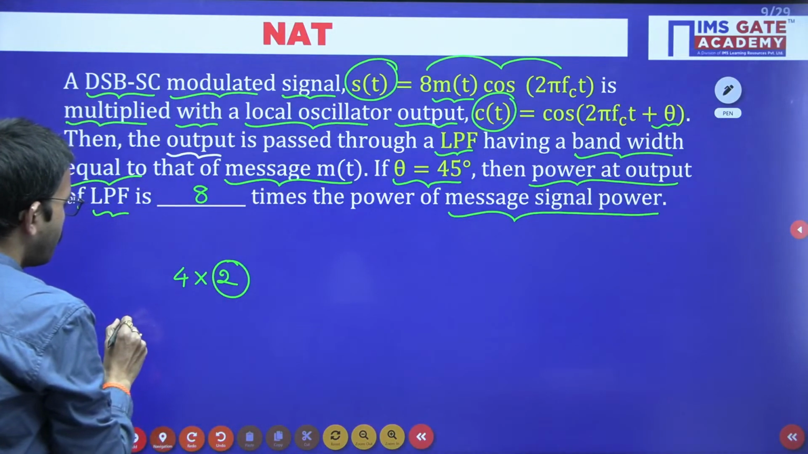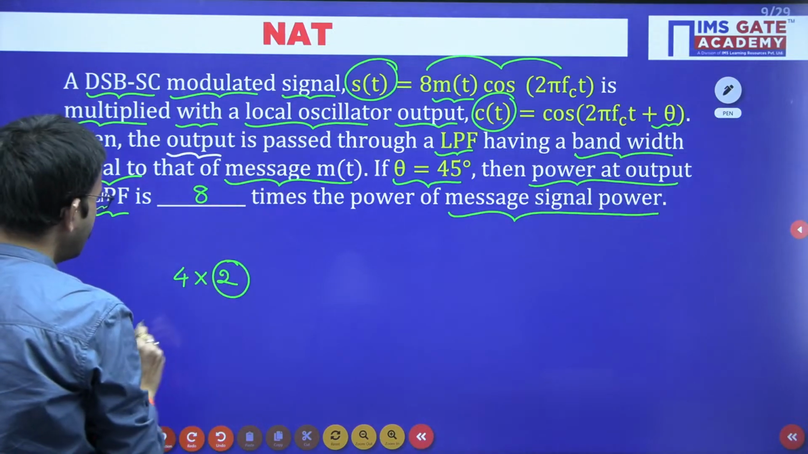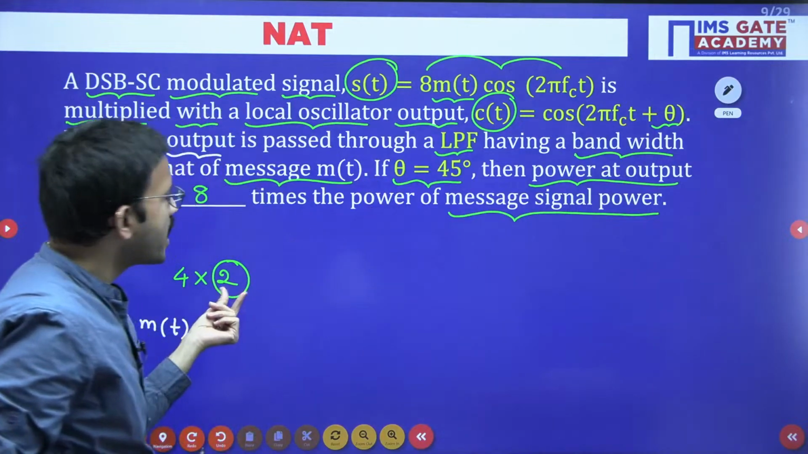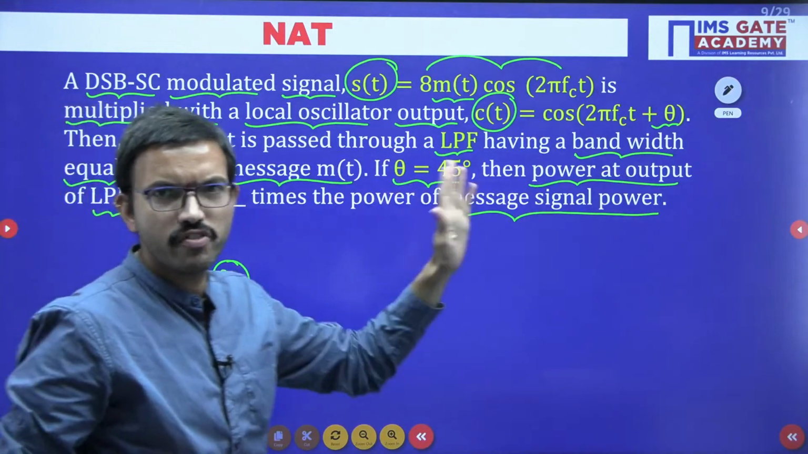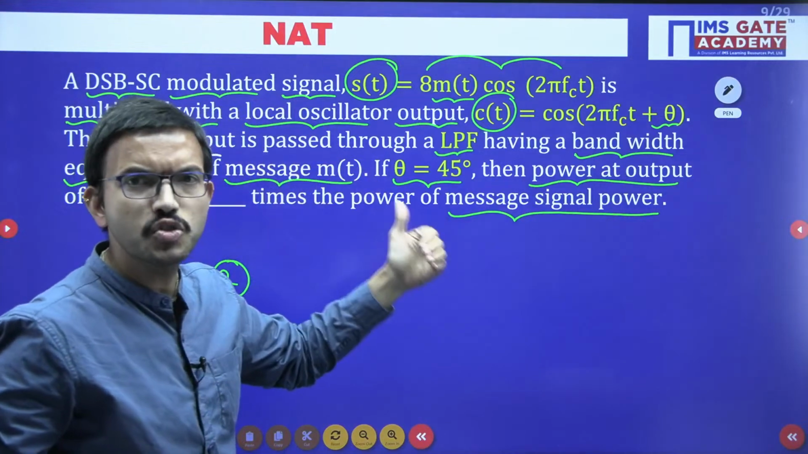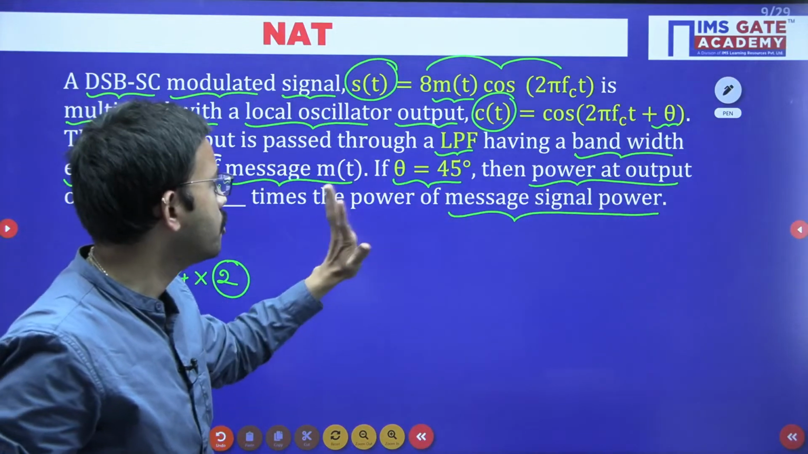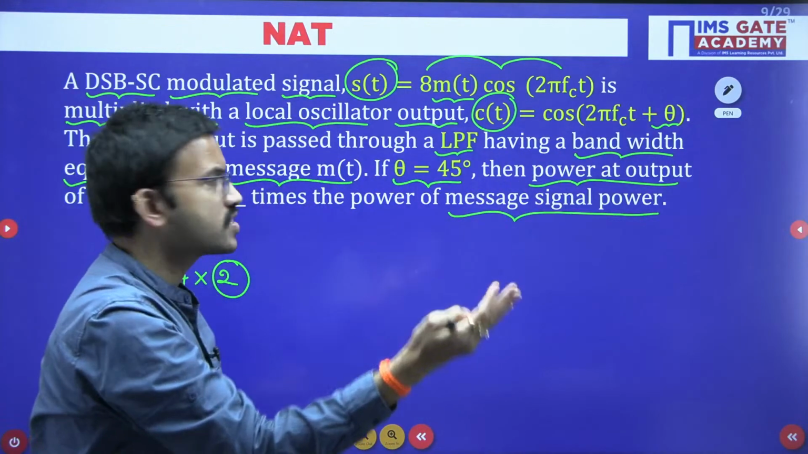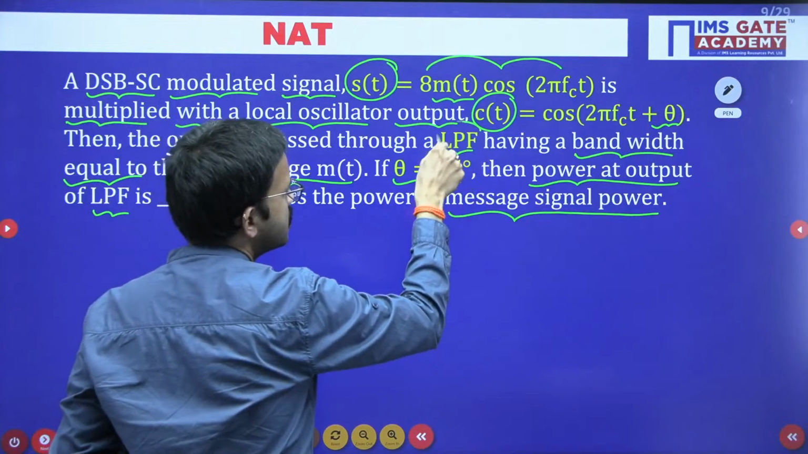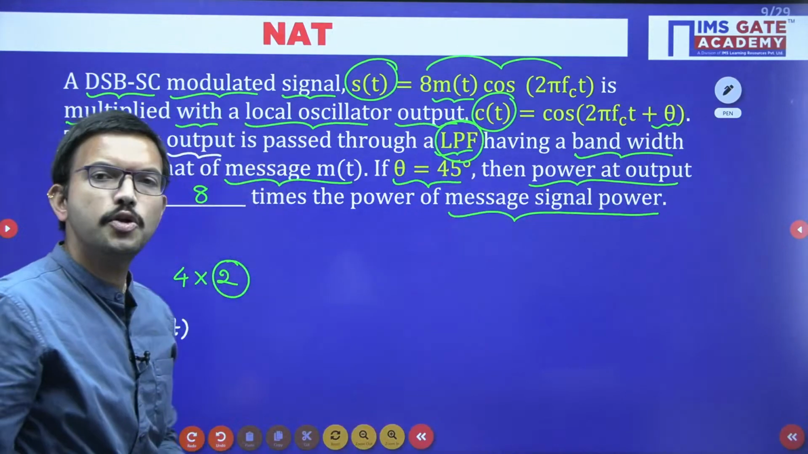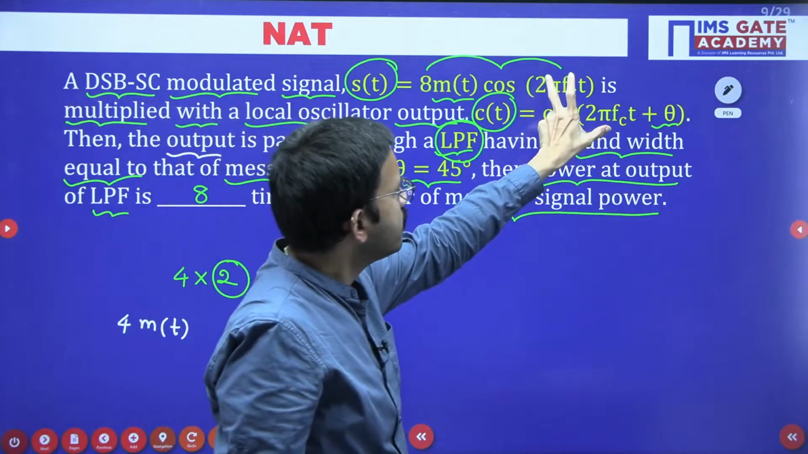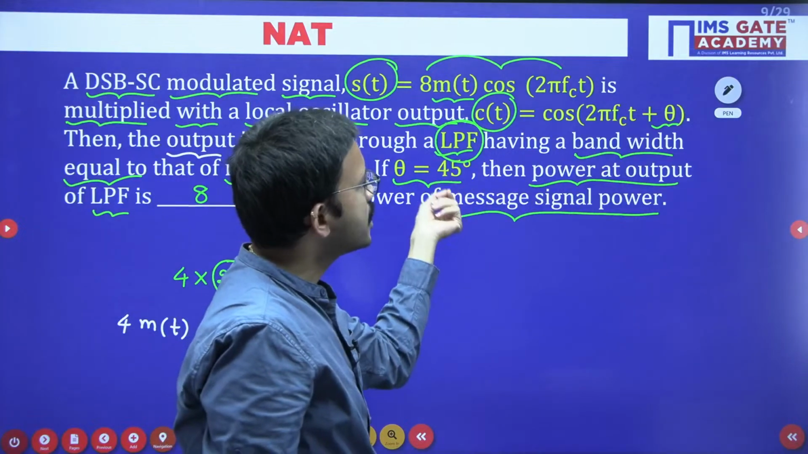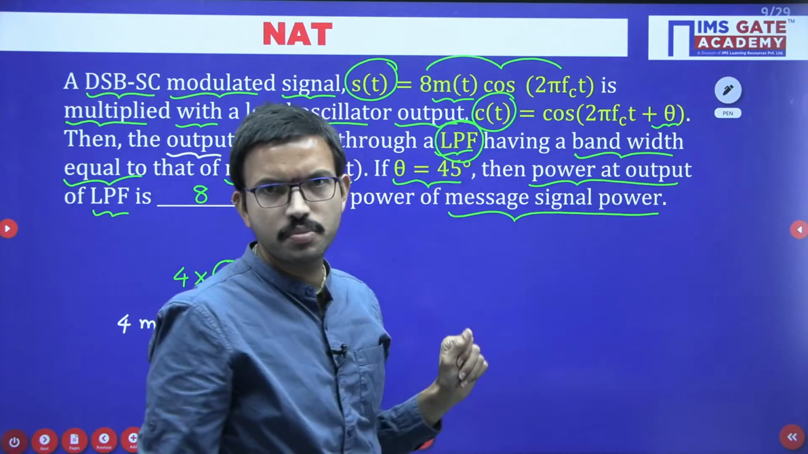So here we are having 4 into m of t. Whenever you are having 2 cos A cos B, at that time you don't need to divide with 2. Only whenever you don't have 2, then you can multiply and divide with 2. I hope it is clear for everyone. Now once again, 2 cos A cos B means cos sum plus cos difference, right? But here also you are passing the signal through the low pass filter. That means whatever low frequency signal you are going to get, only that you will get at the output of the low pass filter, right?